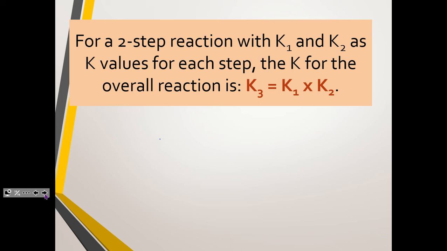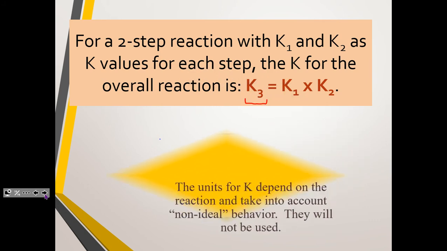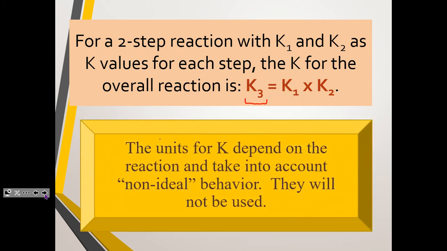For a two-step reaction with K1 and K2, so if we have a multi-step mechanism, what we can find is that the overall, which we'll call K3, we can take each equilibrium expression, multiply them together in order to get the overall K3. The units for K will depend on the reaction. Each reaction may be different, and it takes into account non-ideal behavior, so we're actually not going to be using units.